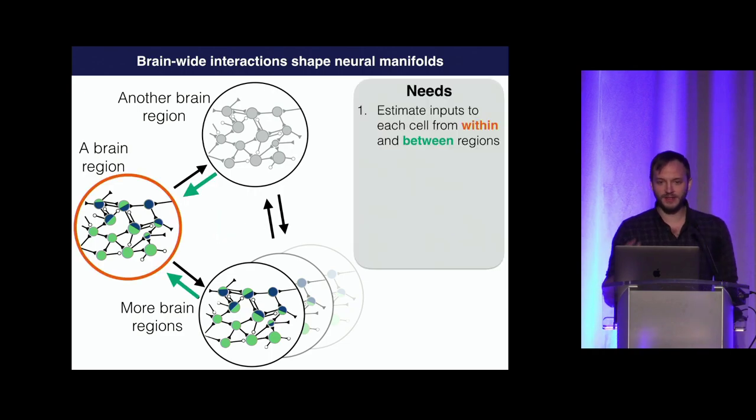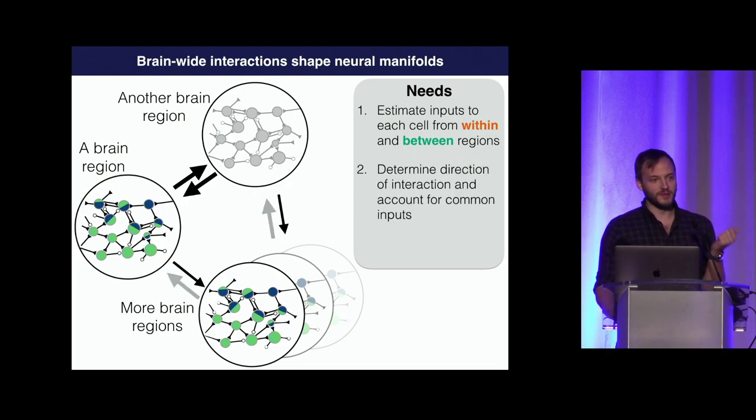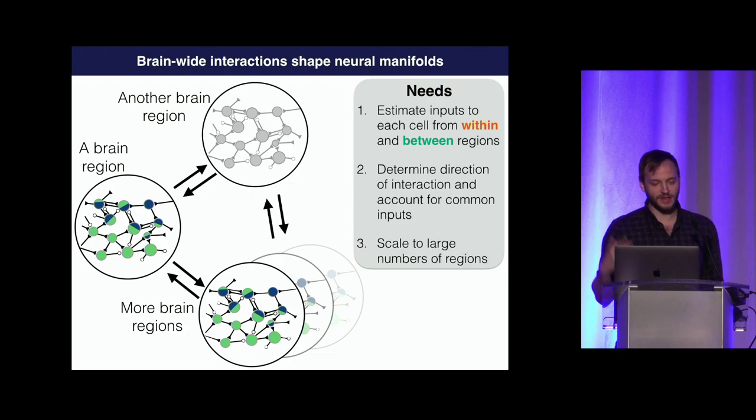So what we need is some method that can estimate for each cell the inputs both from within and between brain regions, that can determine the actual direction of interaction and account for common inputs, such that you can say, this cell is being driven by these cells in this way. And lastly, this has to scale to very large data sets and many brain regions. So our approach is going to be to use recurrent neural network models of the brain to infer this type of interaction.